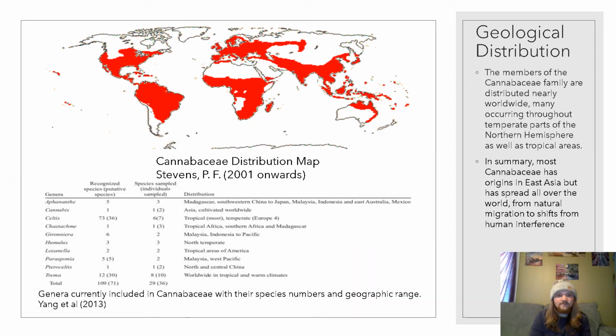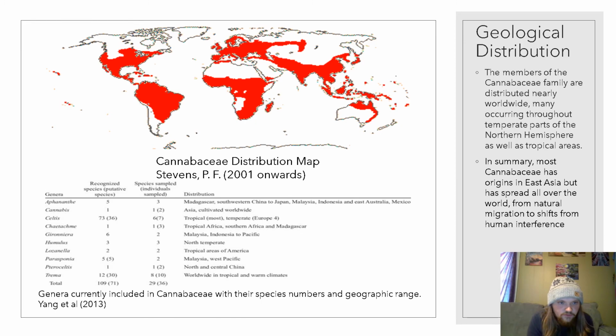The Cannabaceae family has a wide geographic distribution, and the members of the family are distributed nearly worldwide, but many occur throughout temperate parts of the northern hemisphere as well as tropical areas. In summary, most of the Cannabaceae has origins in East Asia, but it's spread all over the world from natural migration to shifts from human interference.